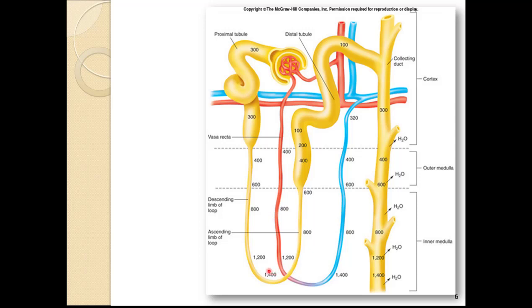You don't have to really completely know these numbers on the vasa recta, but I do want you to know the numbers, at least the top and bottom numbers, as they move down and up the loop of Henle. That is kind of important.